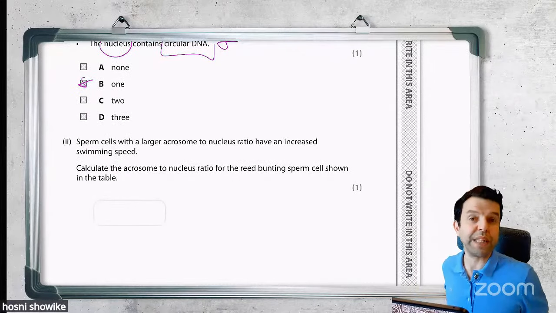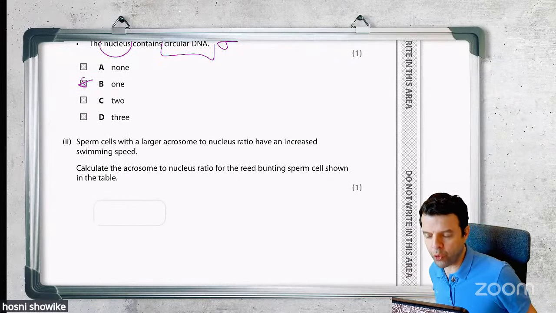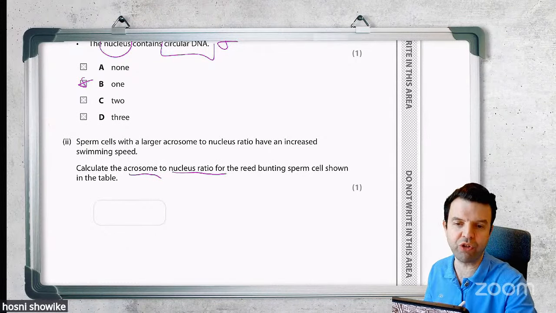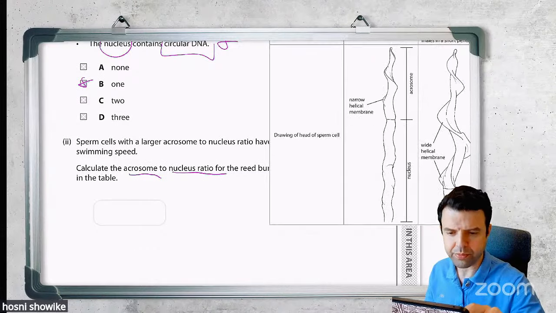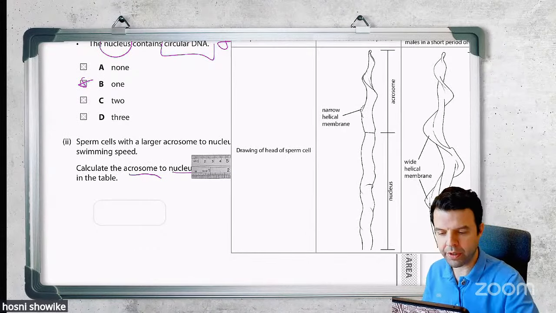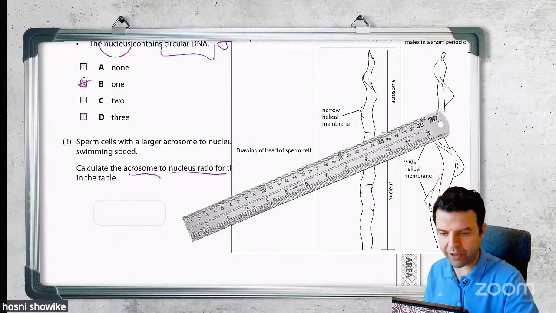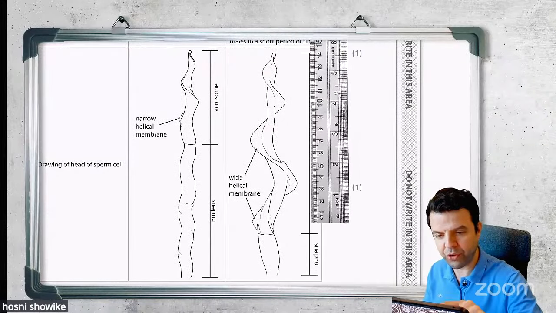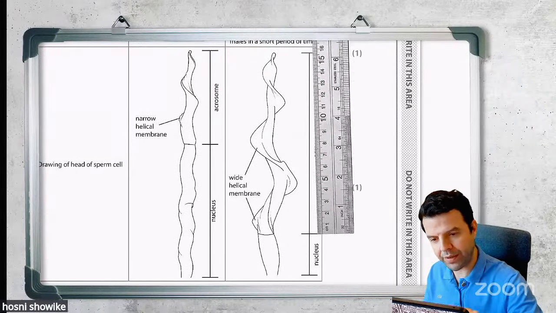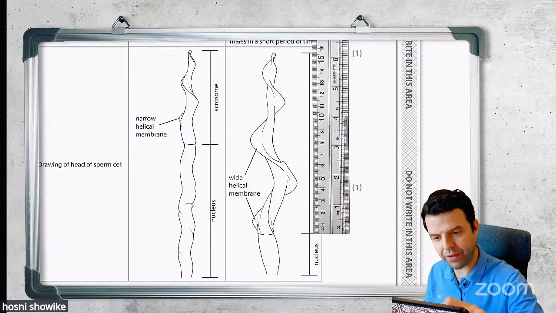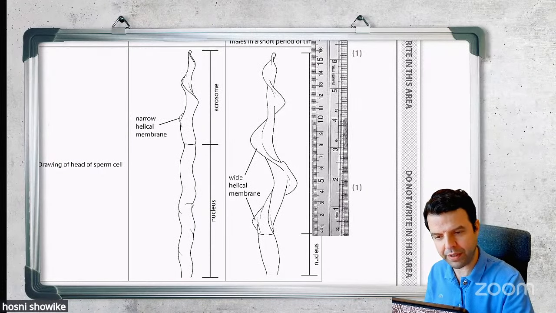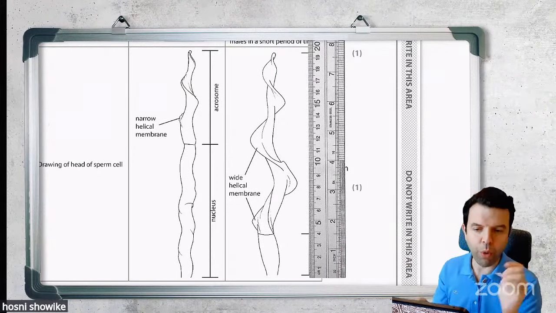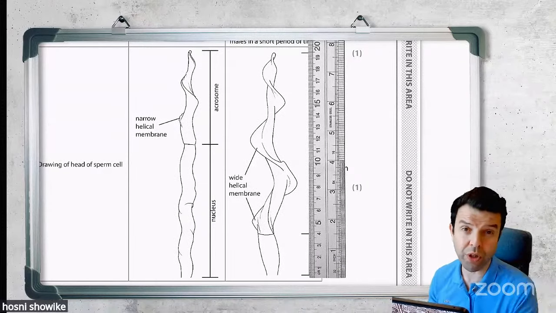Now, just like the question we did at the beginning, we need to use the ruler to calculate the acrosome to nucleus ratio. So with your ruler, you measure the length of the acrosome and the length of the nucleus for this bird. It's hard for me to do it on my screen here. And you divide both numbers by the smaller one, so you get the simplest ratio.